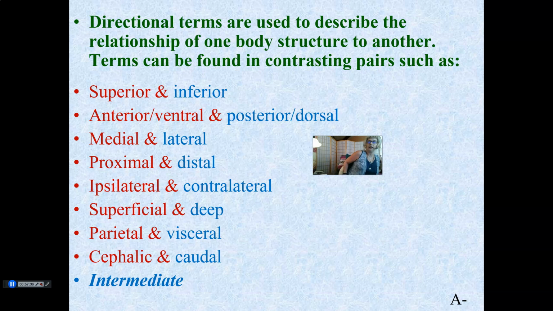Okay, now let's talk about parietal versus visceral. So parietal, we talked about, is the lining that covers the cavity. Visceral is the lining that covers the actual organ. Okay, so I hope that helps you remember. Cephalic means towards the head. Caudal means towards the tail. Okay, so again, towards the tail is down towards my sacrum. Okay, and then towards the head is cephalic. All right, so let's keep going.